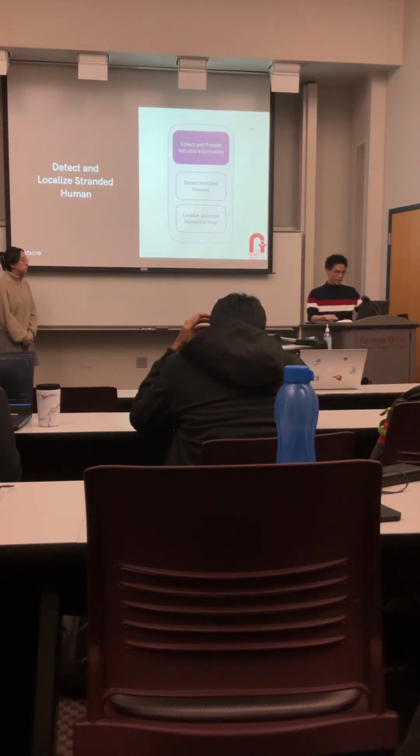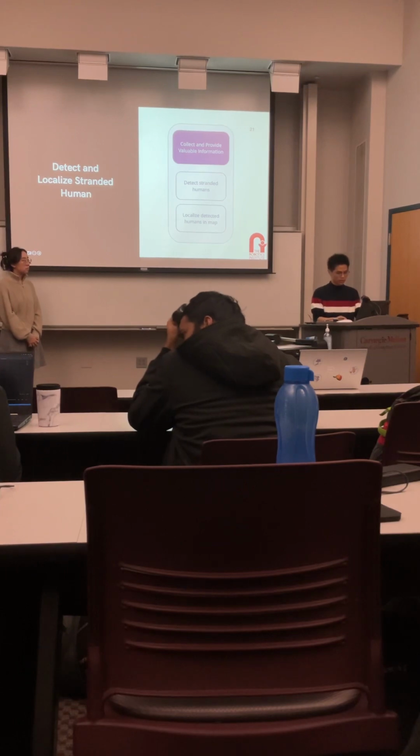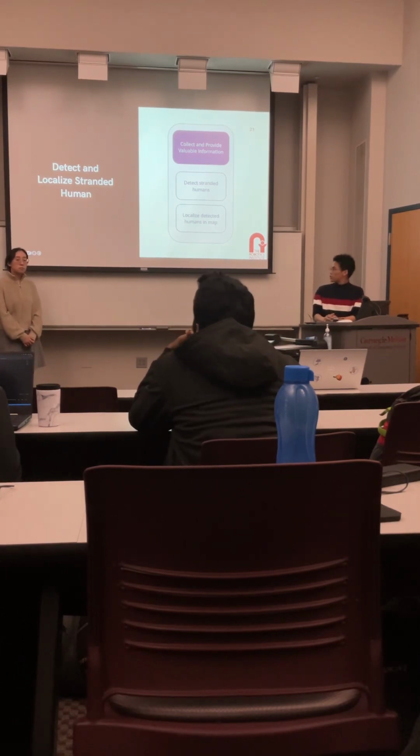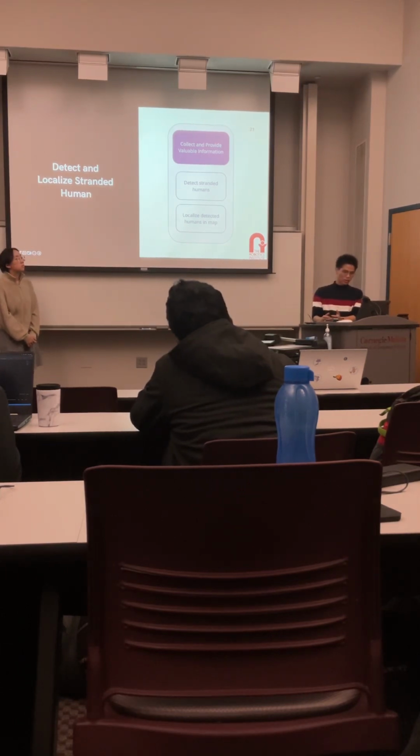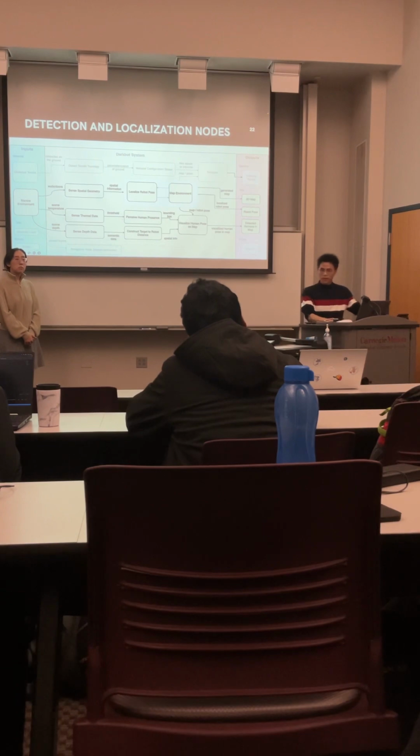The second thing we're doing here is finding the objects of interest. In this case, they are the stranded humans. The information is only useful if the rescuers know where the humans are in the map, so we also have to localize them. The localization part has been covered by previous slides, and we'll focus on the perception of human data right here.